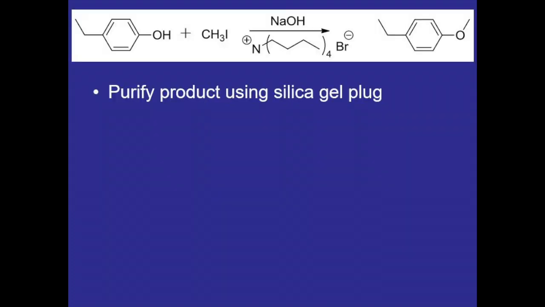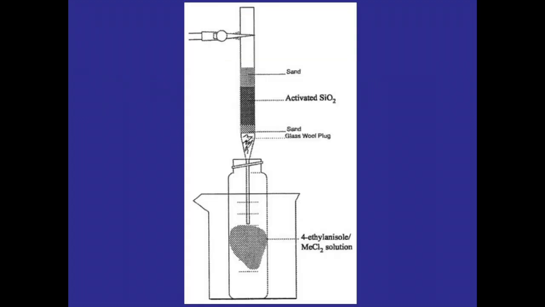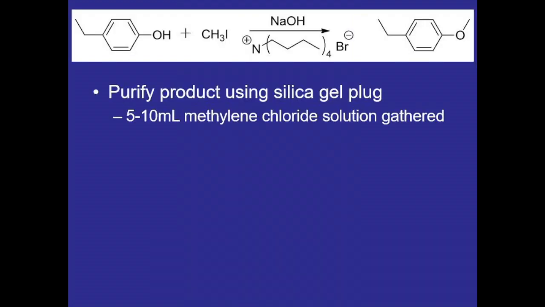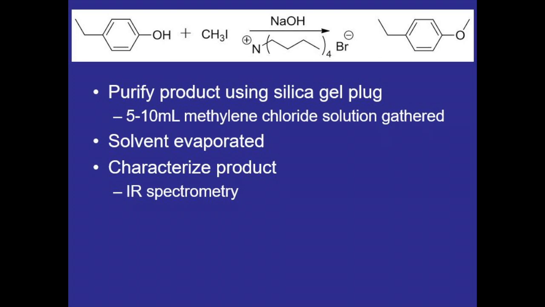The product can then be purified using a dry silica gel plug, which will look like this, and we'll use methylene chloride as the mobile phase to elute the product out, gathering about 5 to 10 milliliters of that methylene chloride solution. Then the solvent can be evaporated and the product characterized by running an IR spec and measuring the refractive index.